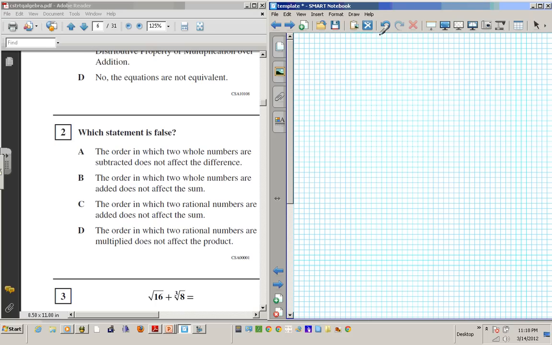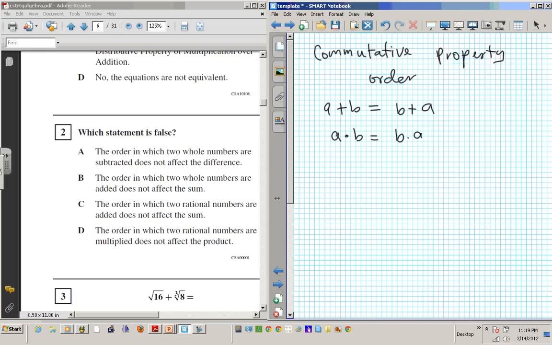Remember, commutative property has to do with order. Okay, has to do with order. So remember, commutative property applies to addition because A plus B equals B plus A. And it also applies to multiplication because A times B equals B times A. Right? Regardless of whether it's whole number or rational or irrational, the commutative property applies here.